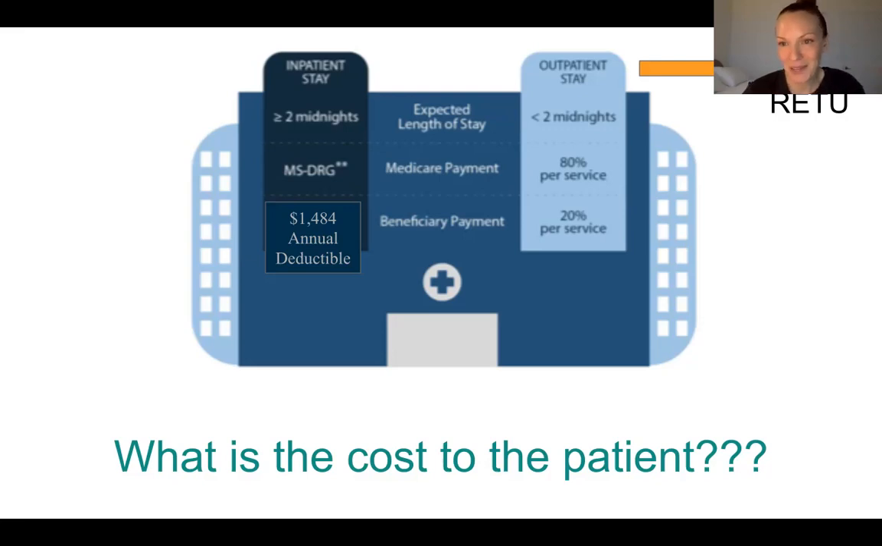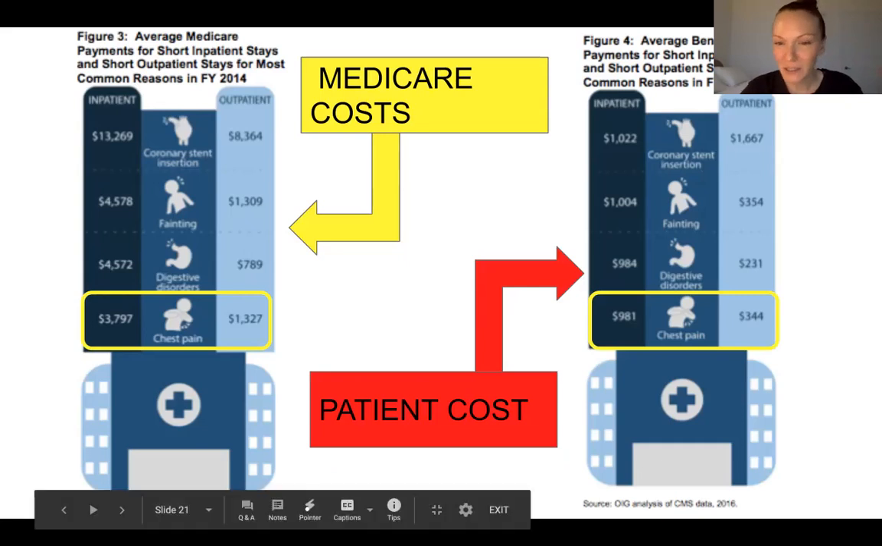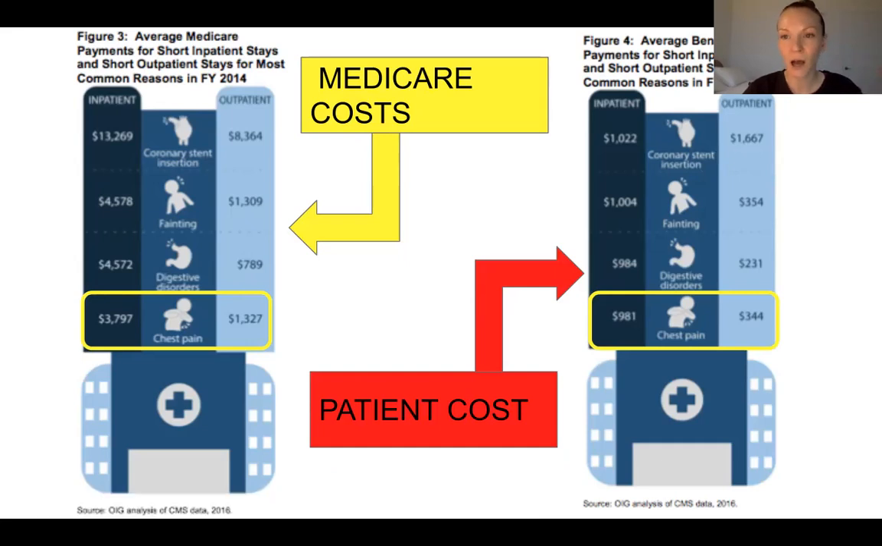And you're like, I don't know what that means. Let's go through some examples. So this data is a little old, so probably the costs are a little higher across the board to account for inflation. But let's look at chest pain, because that is the most common thing that we see. So Medicare costs, which we don't care as much about, but this is important just to understand the hospital finance side of it. If a patient comes to the observation unit with chest pain, if they are admitted to the hospital, it will bill about $4,000 to Medicare. If they're in the observation unit, they will bill about $1,300.